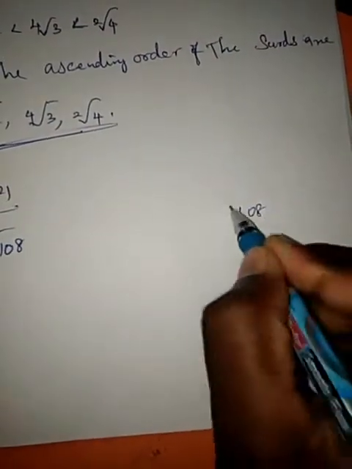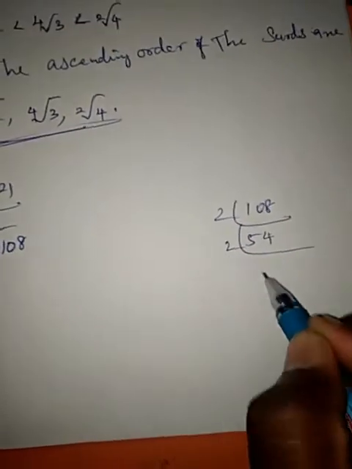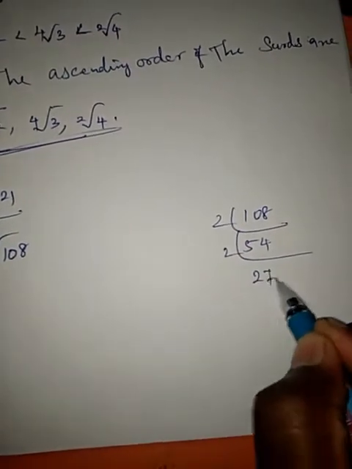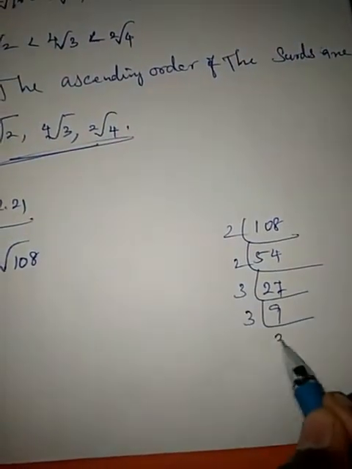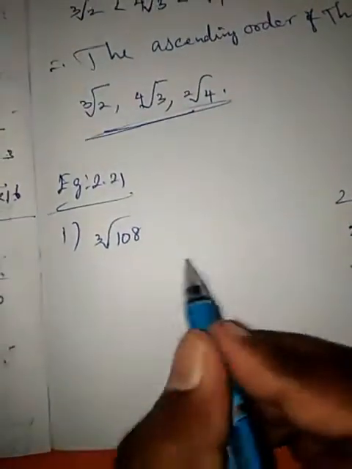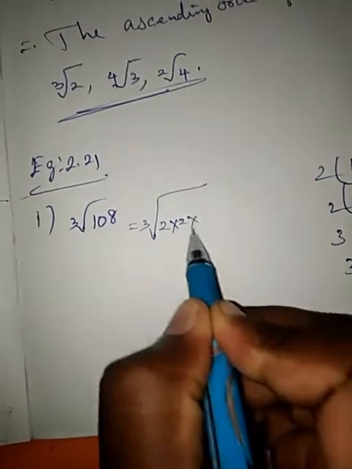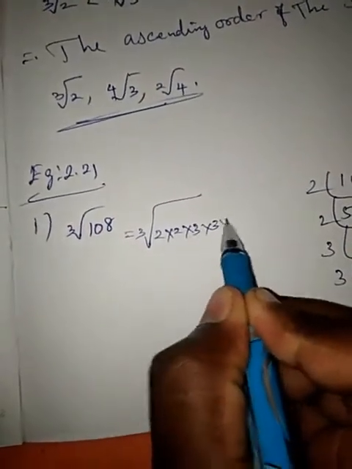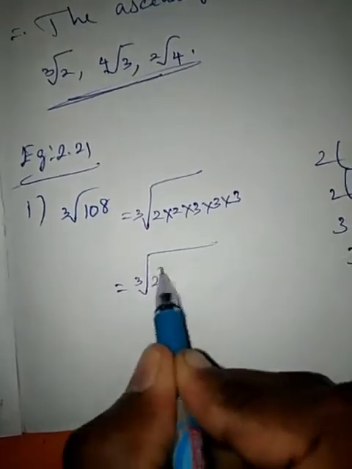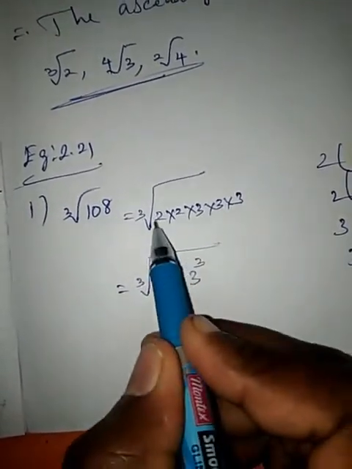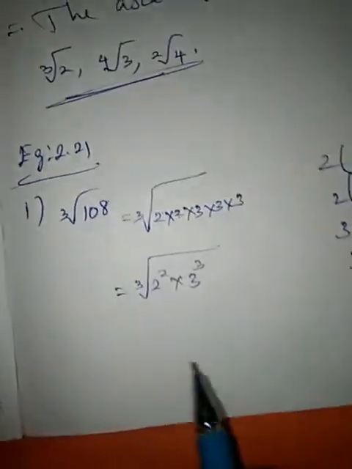So cube root of 108, first factorize 108. 108 by 2 is 54. Next by 2 we get 27. Next, 2 is not possible. By 3 we get 9. Next by 3 we get 3. So we can write cube root of 2 into 2 into 3 into 3 into 3. Next, cube root of 2 square into 3 cube, because 2 into 2 has the same base, so powers add. Three times repeated, therefore 3 cube.